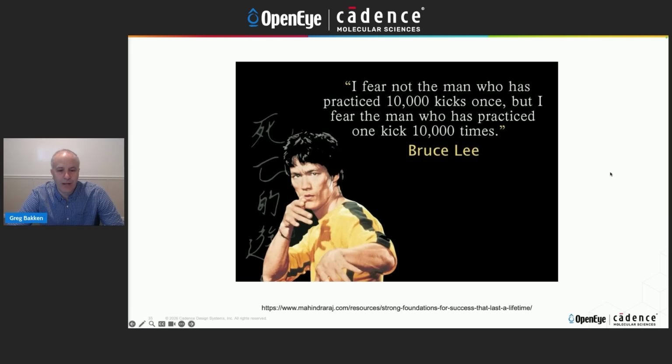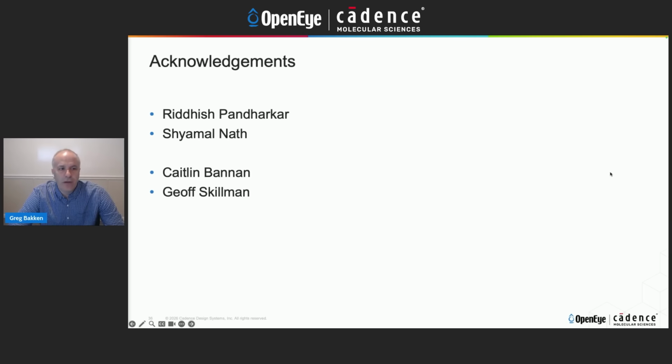And I think that's really relevant here. Omega is a tool that OpenEye has worked on for a number of years, and it has been state-of-the-art in small molecule conformation generation. And it's something that we're continuing to improve and will continue to improve in the future as well. So in closing, I want to thank Radish and Shumal in particular.